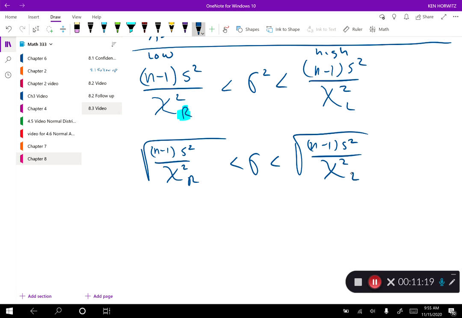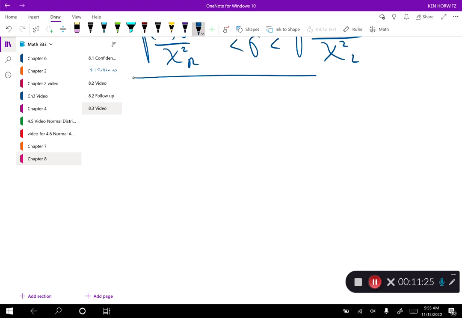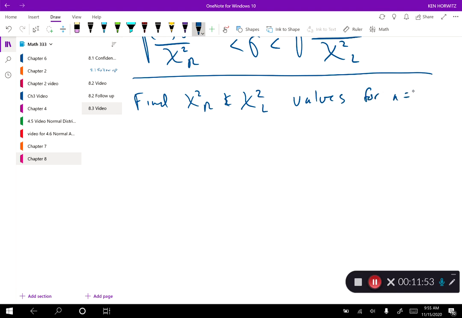All right. So let's go to another example. I'll make one very straightforward. Let's just find our chi-square numbers, our right and our left. So find chi-square right and chi-square left values for n equals 25 at 90% confidence.